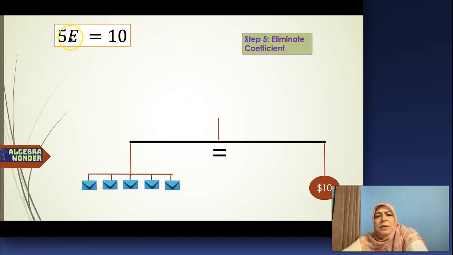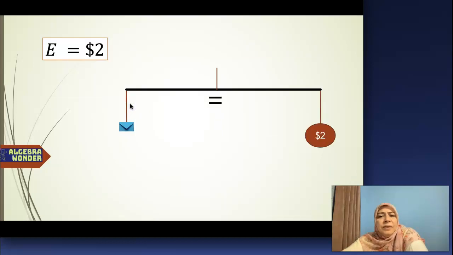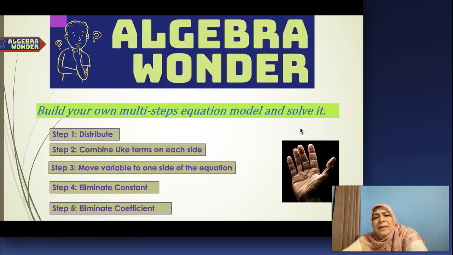We have 5 envelopes, and I need to know how much is in each envelope, so I'm going to eliminate this coefficient. Division here is the same as multiplying by the reciprocal. When you multiply a number by its reciprocal, it gives you one envelope. That's the inverse property of multiplication. And here, 1/5 of the 10, which is just dividing by 5, is $2. So in each envelope, we have $2. You can go back, substitute, and use order of operations to check that, and you can do this with your classmate and your teacher in class.